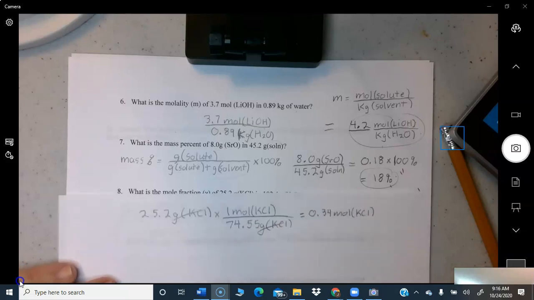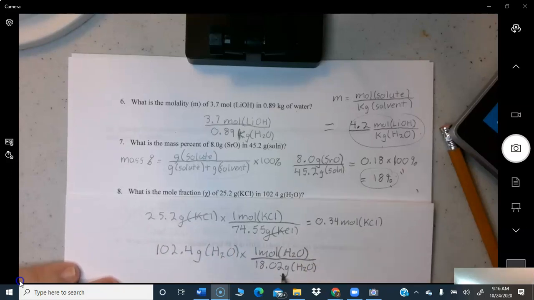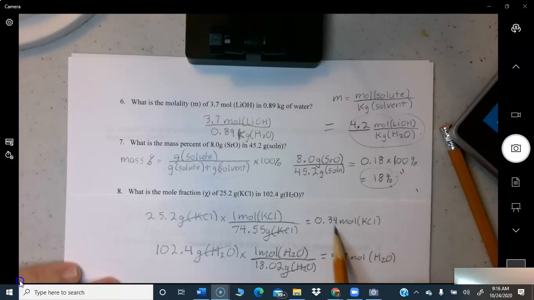Okay, I'm going to cover this up for a second because I have to do the other one. And that's going to be 102.4 grams of H2O. Okay, so grams of H2O cancels, so it's 102.4 divided by 18.02. And that's 5.7. Two significant figures we'll do on that. 5.7 moles. So these are the two numbers we're going to stick in the equation.